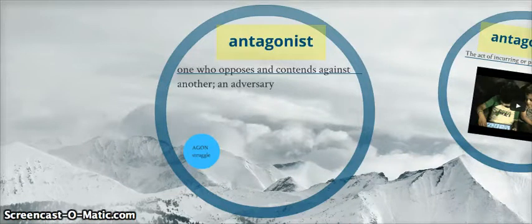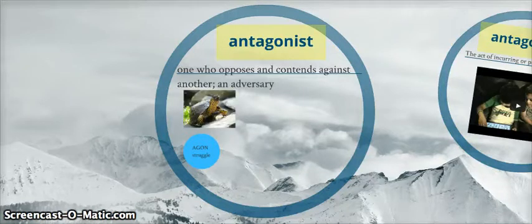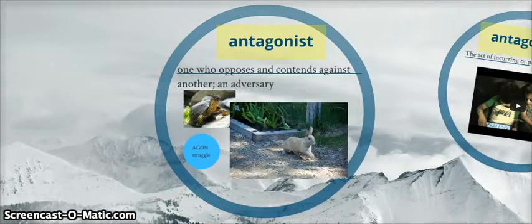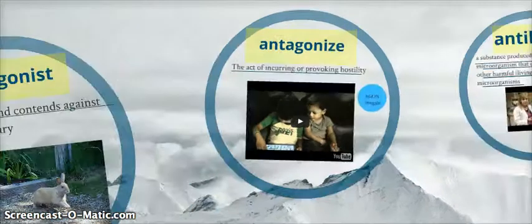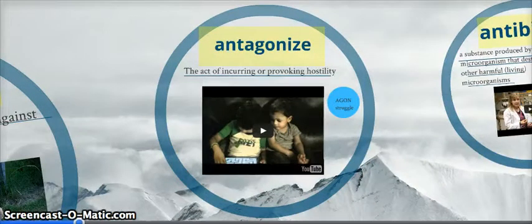So for instance, in The Tortoise and the Hare, the tortoise is the protagonist, but the antagonist is the hare, right? He opposes and contends against the main character. He is the adversary. All right, our next word is antagonize.